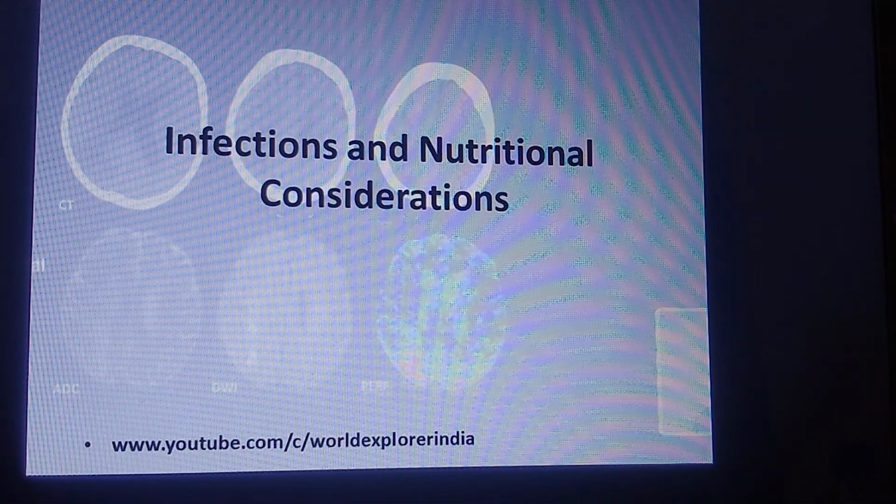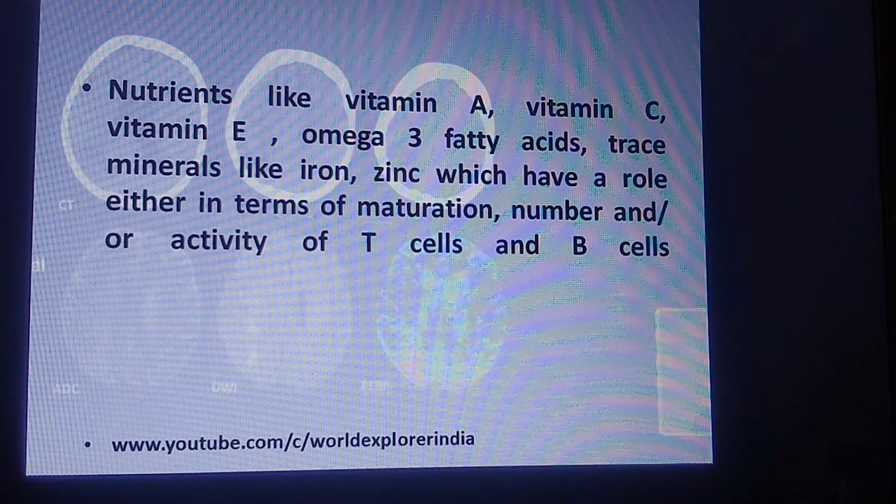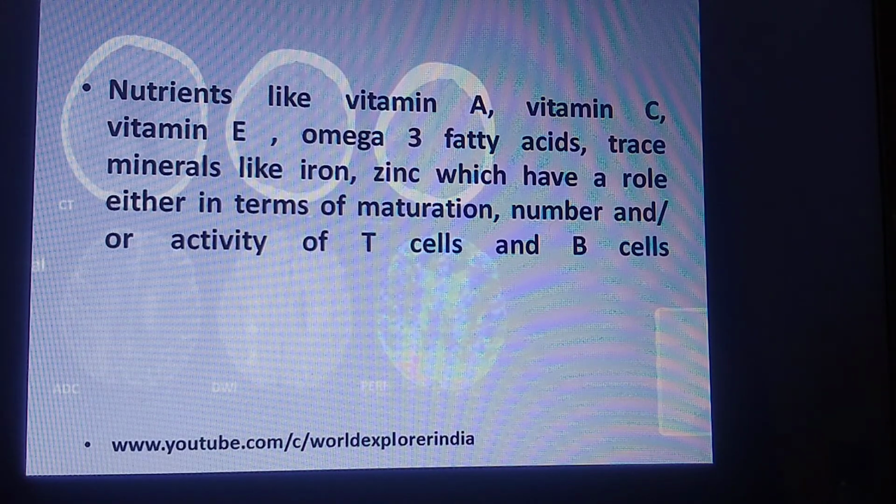Today let's discuss infections and nutritional considerations. Nutrients like vitamin A, vitamin C, vitamin E, omega-3 fatty acids and trace minerals like iron and zinc have a role in immunity, as they help in the maturation of T cells and B cells. T cells and B cells are the cells which help in the immunity of our body.